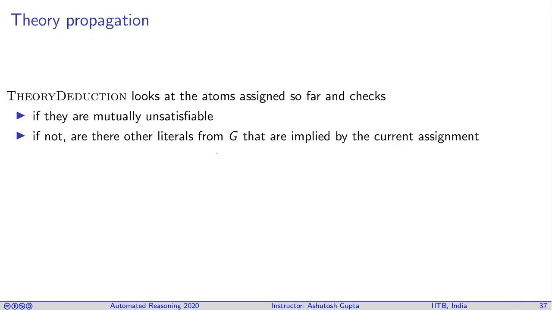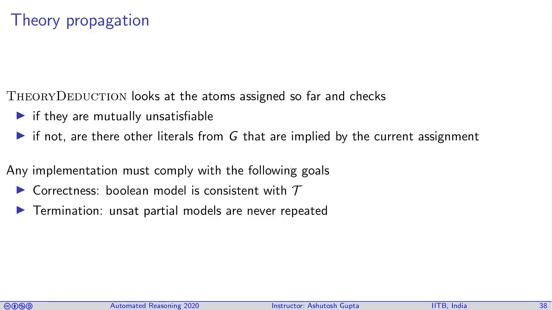Now we will look at the deduction function in more detail. What a theory deduction does is that it looks at the atoms assigned so far and checks the following. If the current atoms are unsatisfiable, then it gives you a contradiction response, and if not, then it checks whether there are other literals in the input formula G that are implied by the current assignment. This is something we have not seen before, so please try to understand this additional power that a theory deduction procedure can give you.